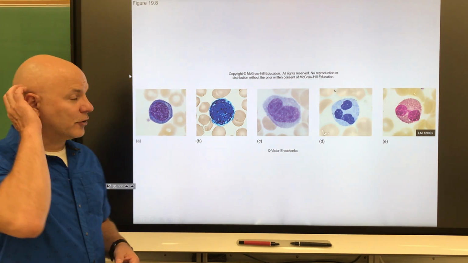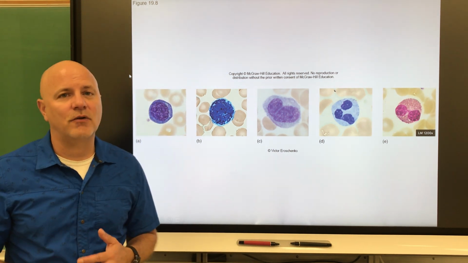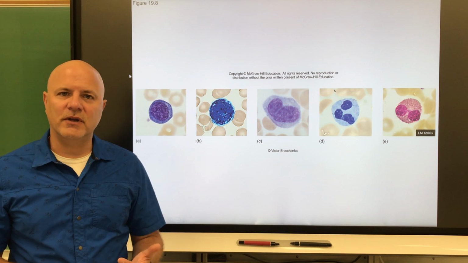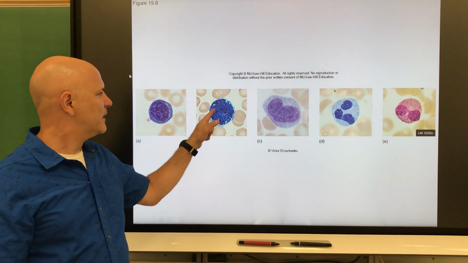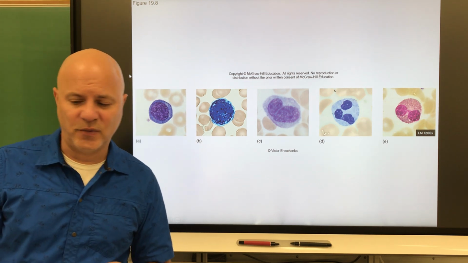The first group are called granulocytes. So a granulocyte is a white blood cell that has a granular cytoplasm. They are much larger than red blood cells. You can see red blood cells by comparison there. But they have short lifespans, only about 12 hours.